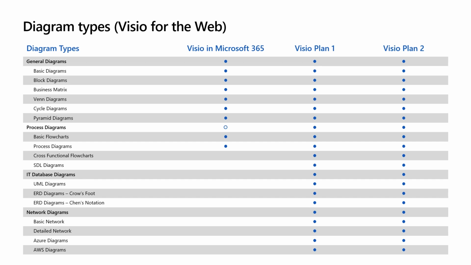It also included basic flowcharts and process diagrams to allow users to convert their complex workflows into professional-looking diagrams. Visio Plan 1 offers many more diagrams in addition to Visio and Microsoft 365, such as cross-functional flowcharts, SDL for extended process visualization, UML and ERD for IT database visualization, and a bunch of network diagrams like Azure and AWS, etc. Visio Plan 2 includes all the diagrams available in Plan 1, but Plan 2 also has a desktop app.